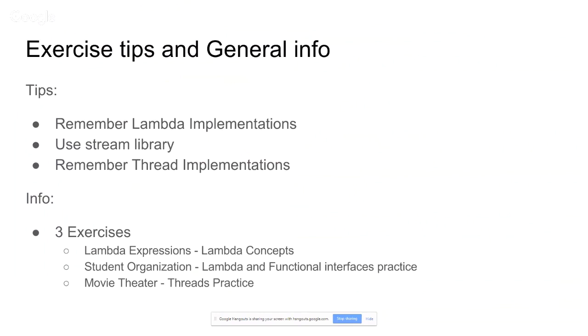Finally, inside this lesson, you will have 3 exercises. An exercise for Lambda expressions, which is a quiz of Lambda concepts; student organization, which is a Lambda functional interface practice where you will see how to organize some students using a Lambda function; and a movie theater, which will be a threads practice. So you could practice some thread concurrency and thread life cycle. So that's it.